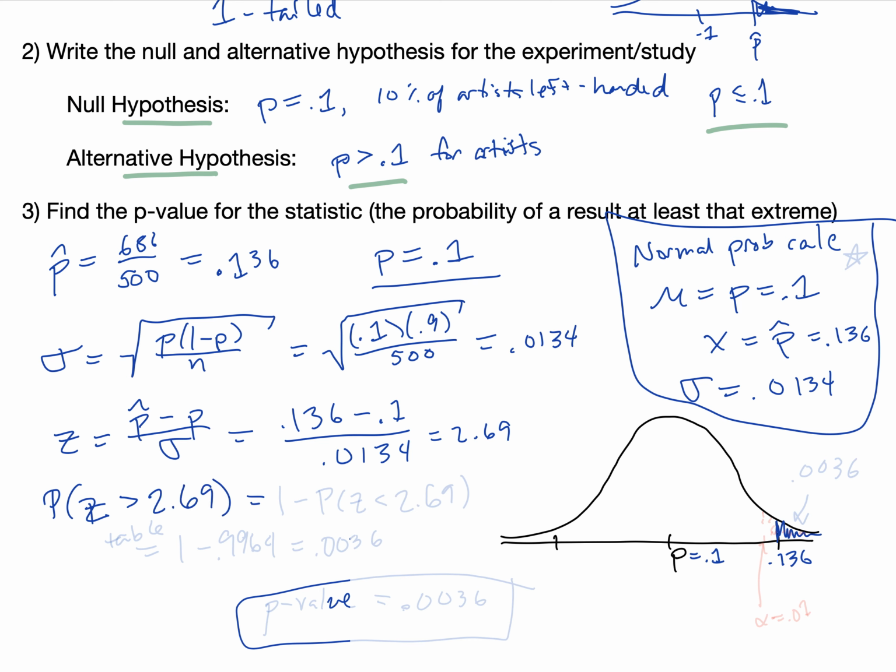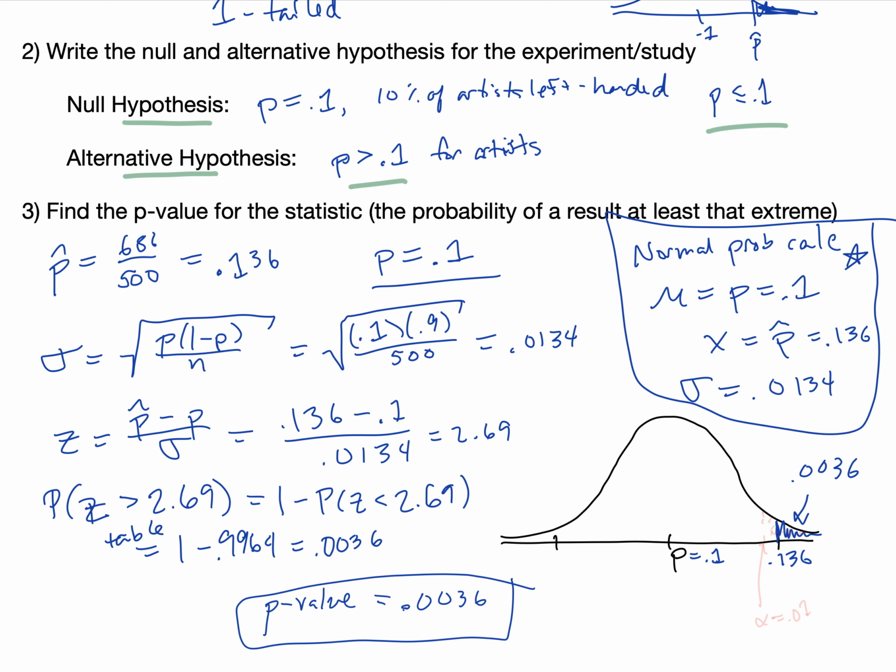So now the probability of a result at least this extreme is the probability that z is greater than 2.69. Remember, the table always gives things in terms of less than. So 1 minus the probability that z is less than 2.69. Using the standard normal table, this is 1 minus 0.9964, and that gives us a probability of 0.0036. If you've done this using technology, you should get a very similar answer. And so we found out that our p-value, the probability of a result at least this extreme, is 0.0036. So that is our p-value.